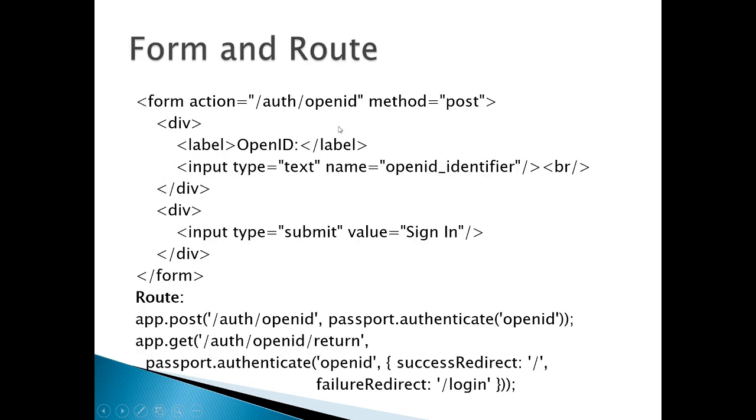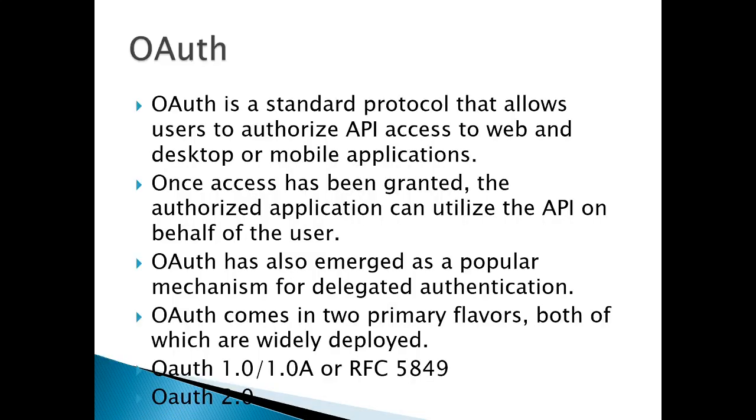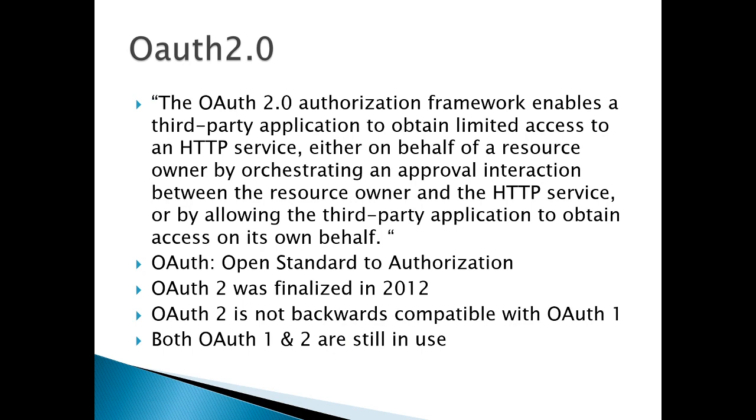What you are doing is input type text with name openid_identifier, and you are forwarding it to auth openid, and OpenID will check that information and will provide you the response either in the shape of success or failure. There is no difference in OAuth, whether you are implementing OAuth 1 or OAuth 2. These are different protocols that can be used, but implementation wise it is similar. If you go through any of these systems, there is no difference at all.